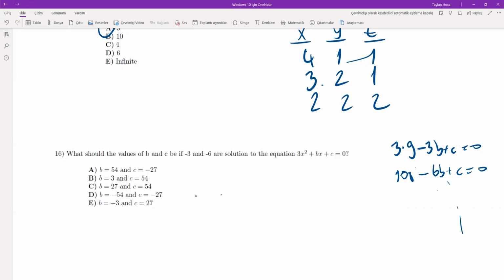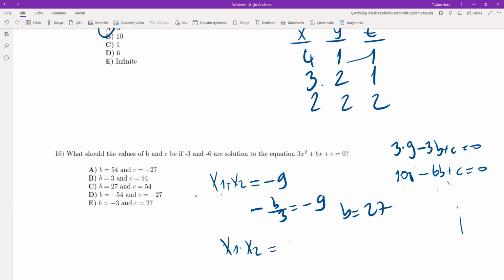But we know that x1 plus x2 is -9, which means -b over a, with a being 3 here, is -9, which means b is 27. x1 times x2 is what? 18. C over 3 is 18. C is 54. Easier, huh?